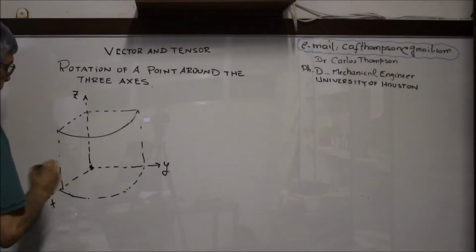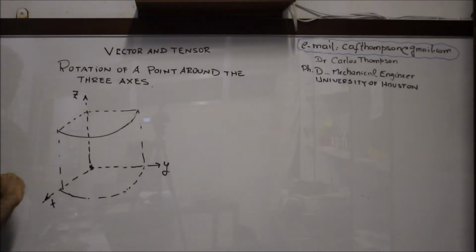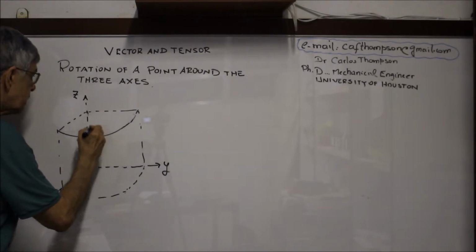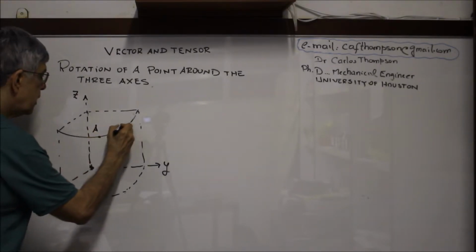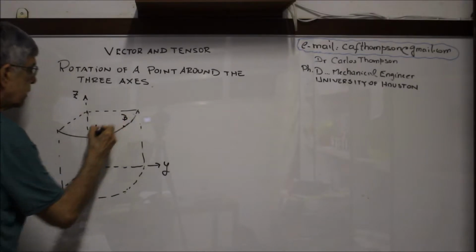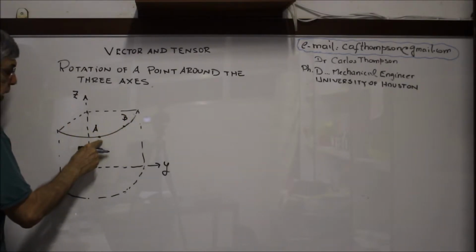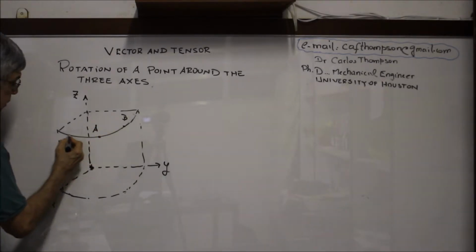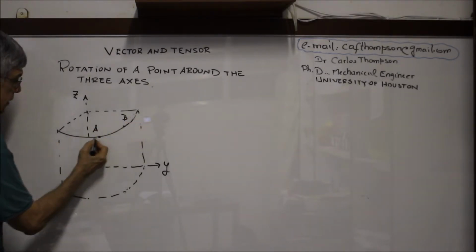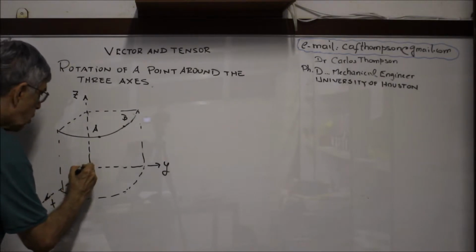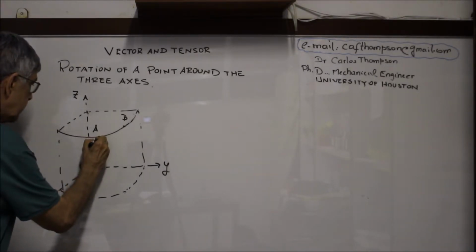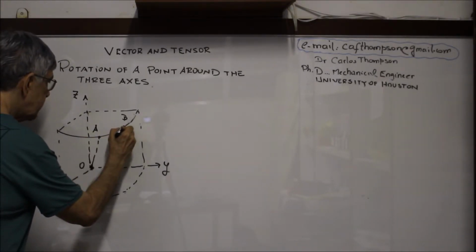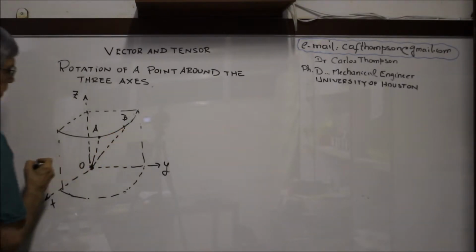Now this is a cylinder. Suppose I have a point, let's call it point A here and point B here. From A to B will follow this circle over here. There's an origin, there's an A, and this is B.